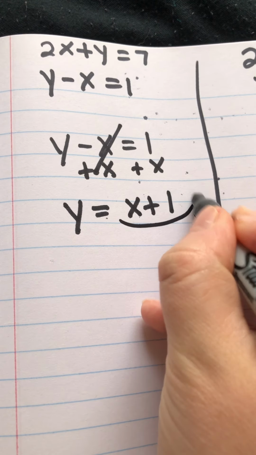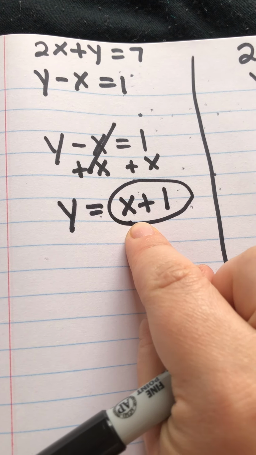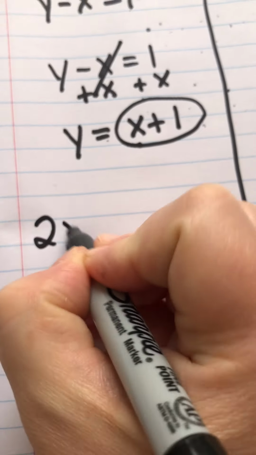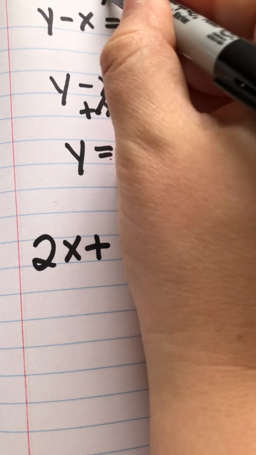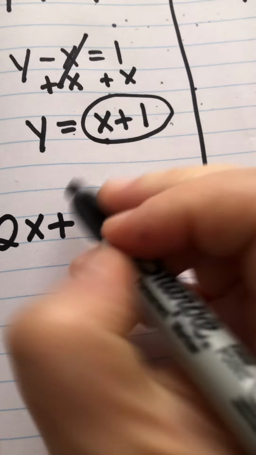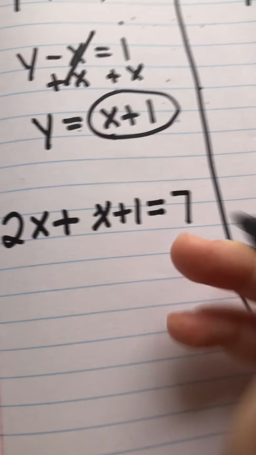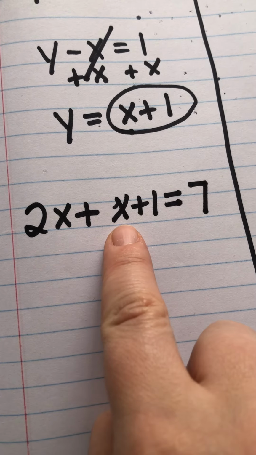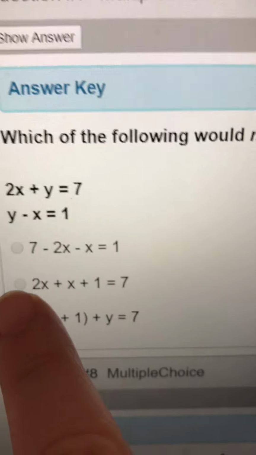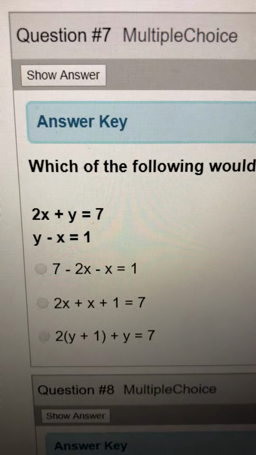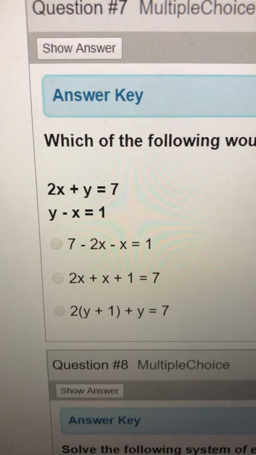Now that we know that y is equal to x plus 1, we can plug it in for this y up here, which would look like this: 2x plus, and instead of plus the y, we'll take that y out and we'll put in x plus 1 and we'll equal it to 7. So we have 2x plus x plus 1 equals 7. Now you can see on our multiple choice, that is one of the options: 2x plus x plus 1 equals 7. So this option right here is not going to be the one that's not going to work. So that one we don't want to select.